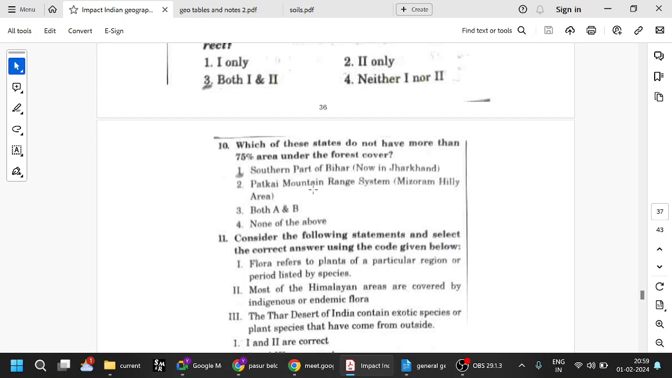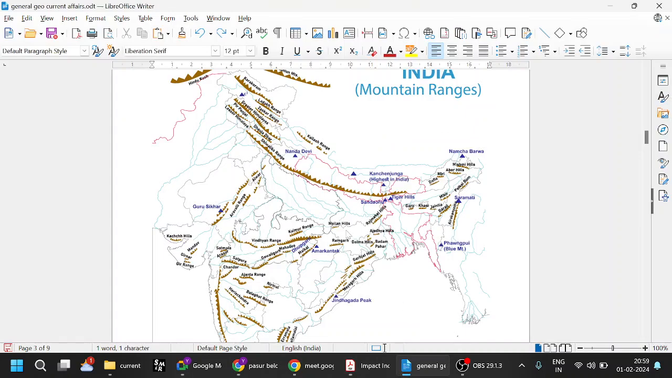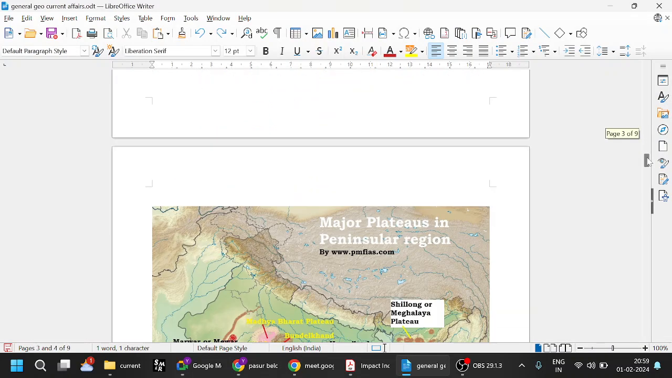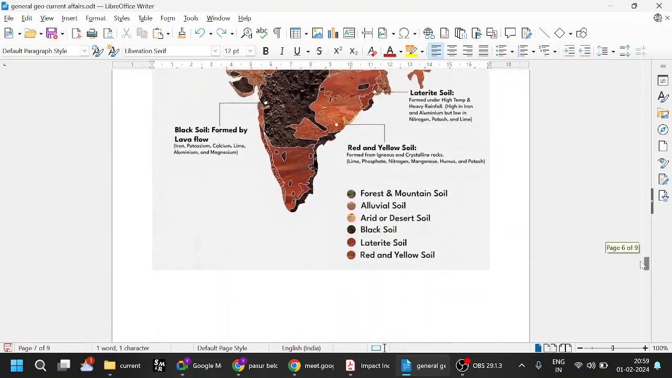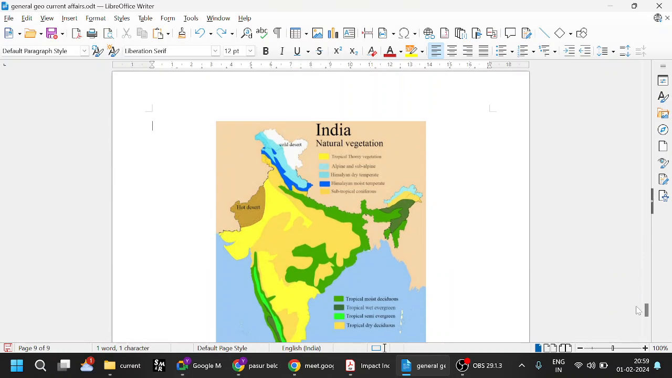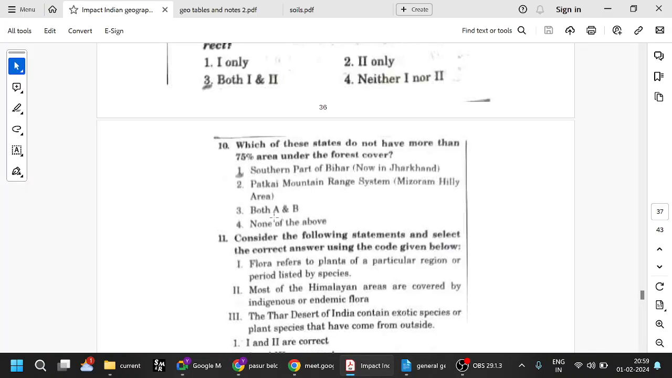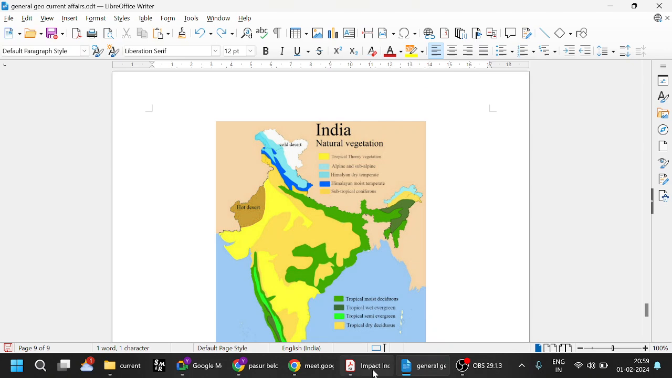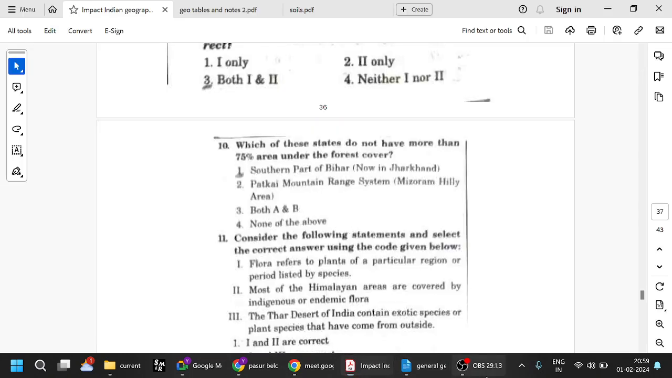So that region has more than 75 because it comes under tropical evergreen region. Southern part of Bihar, as we can see, it is somewhere here. It is not in evergreen region, so it has relatively less vegetation. Just now we have seen. Okay, so it is in the tropical dry deciduous region, Bihar, Jharkhand, etc. So you can say southern part of Bihar does not have more than 75% area of forest cover. So if you remember these things, based on that you can try to analyze what the answer is. Okay. So let us stop for now.